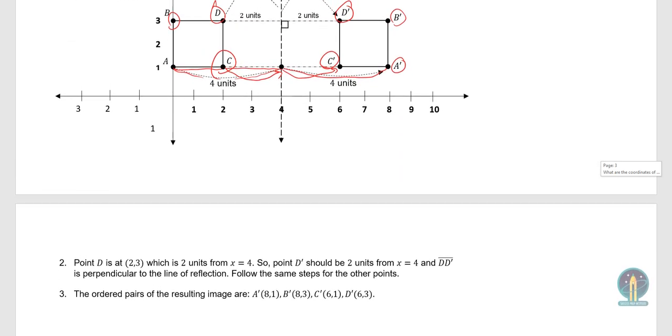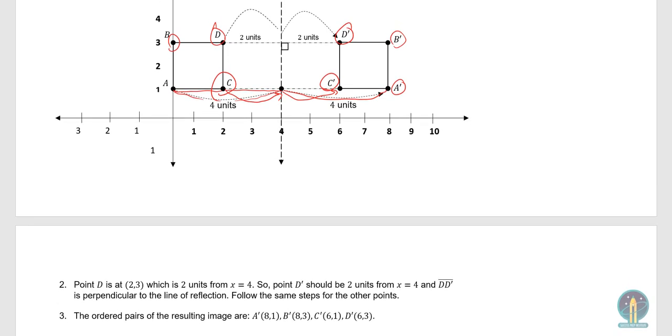Okay, and then we can obviously specify the coordinates of the reflection points. So A prime will be at (8, 1), B prime will be at (8, 3), C prime will be at (6, 1), and D prime is at (6, 3). And again, this is just taking into account all the new coordinates.